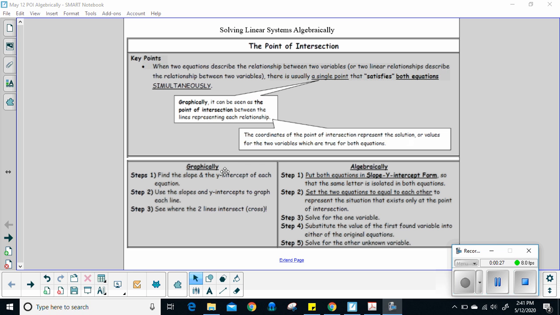Okay, so yesterday we looked at graphing. So you found the slope and the y-intercept, you graphed them, you found where they crossed. Today, we're going to put both equations into slope y-intercept form. We're going to set them equal, we're going to solve, and then we're going to substitute that answer back into one of the other equations to solve for the other variable. So let's try it.